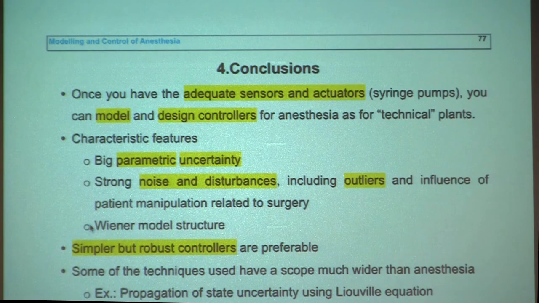In the case of anesthesia, you have big parametric uncertainty, noise, and non-Gaussian noise. You have the story of the outliers. You have to be careful about it. And you can explore the Wiener model structure and perhaps some other things, like positivity and the fact that you are controlling the mass and so on. I was not involved in that personally, but others, Teresa Mendonça for instance, developed a constant mass controller. The other thing is that simpler but robust controllers are preferable to sophisticated but complicated things.